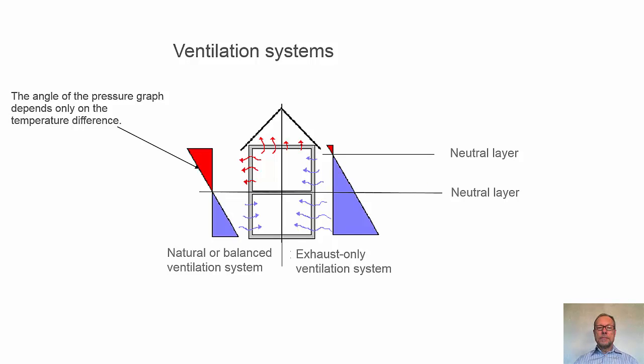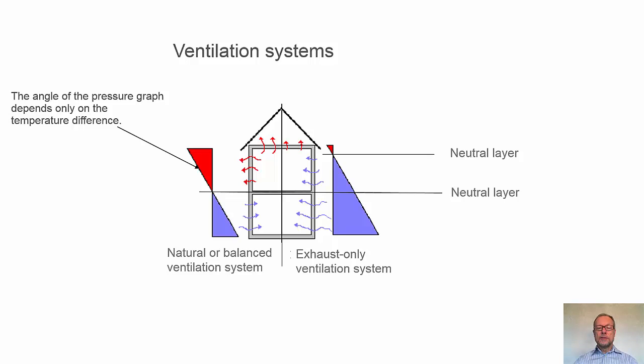The ventilation system. If we have a natural ventilation system, that means that we don't have any fans at all, no mechanical ventilation. That means that on average we have the same pressure on the inside and outside. Then we might have the neutral layer somewhere in the middle of the building. If we have a balanced ventilation system, that means that we both press in air with a fan and suck out air with a fan, and we can still have on average roughly the same pressure inside and outside.